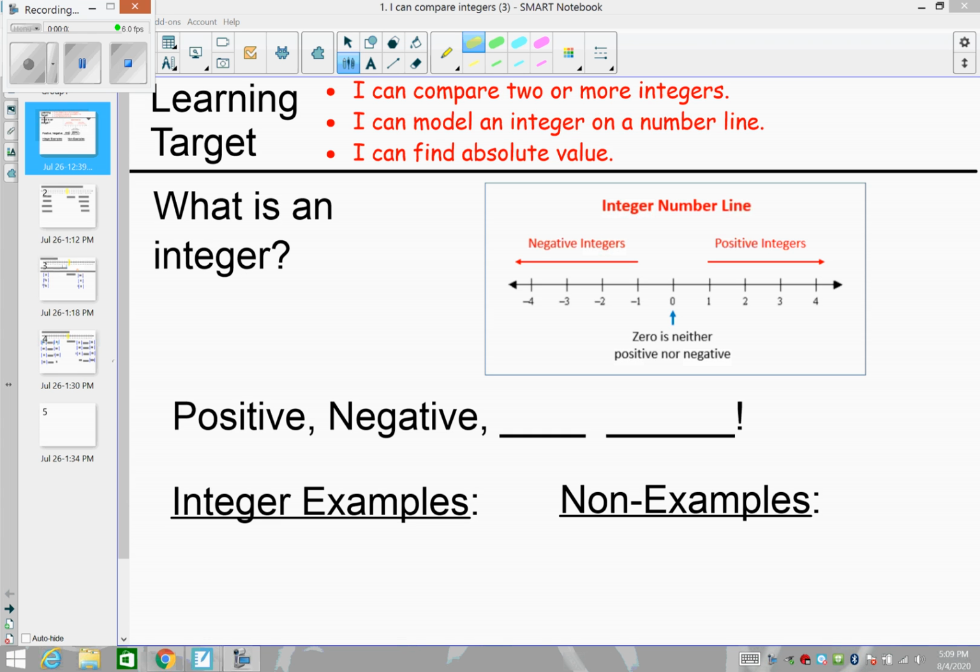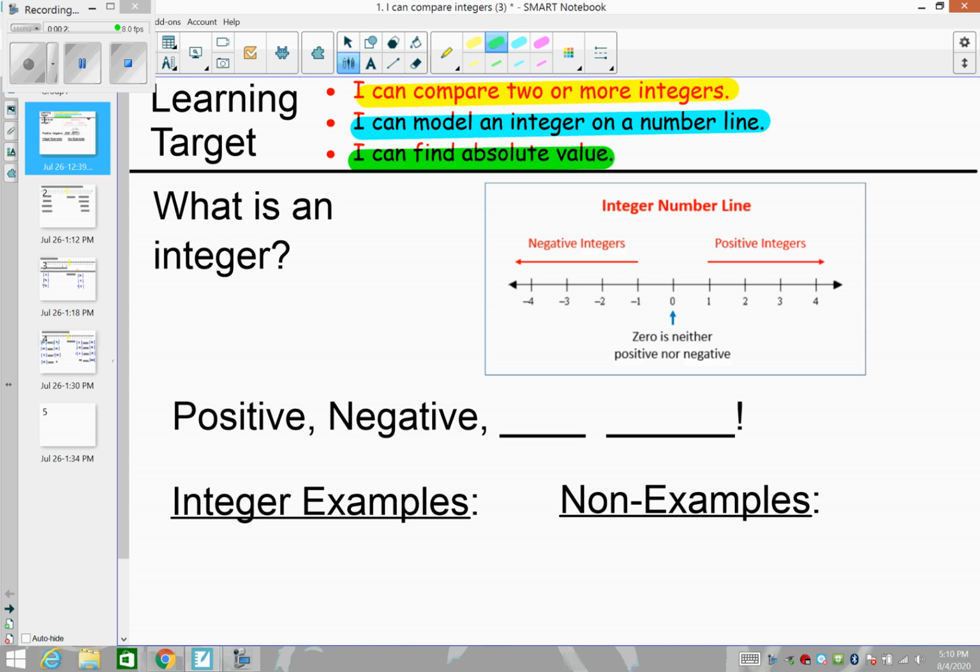Hey, math friends. So our learning target today is I can compare two or more integers. We'll talk about what that word integer means in a minute. I can model an integer on a number line. And finally, I can find the absolute value. We will also define what that means throughout the course of this lesson.